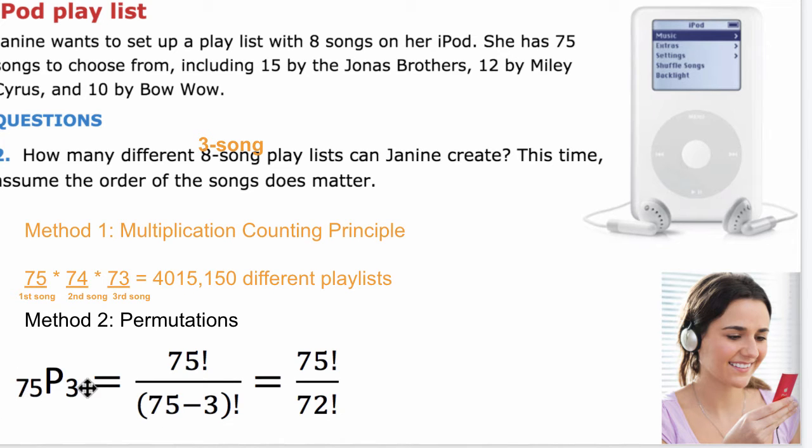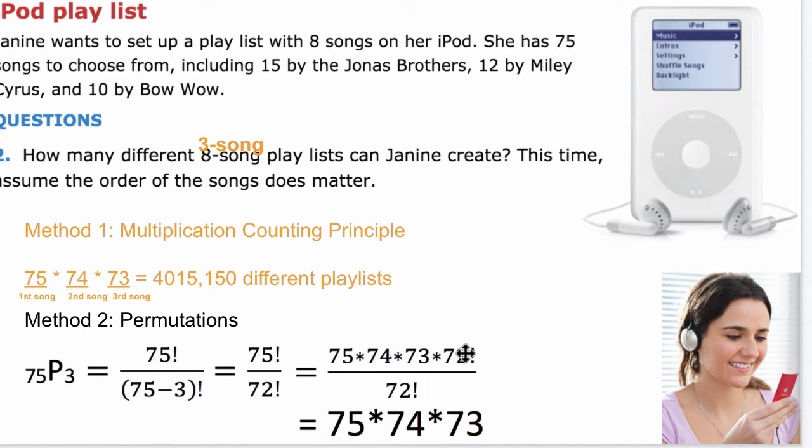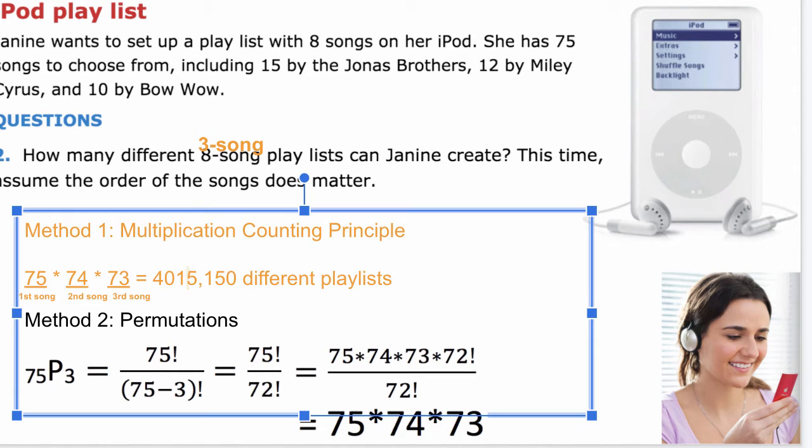Instead of 75P2, we say 75P3. From 75, we're picking 3 where order matters. Song 1, song 2, song 3 is a different playlist than song 3, song 2, song 1. 75 factorial over 75 minus 3 factorial, which is 72 factorial. All the stuff, 72, 71, and so on cancels out, and you're left with 75 times 74 times 73. Multiply this out, you get about 405,000.